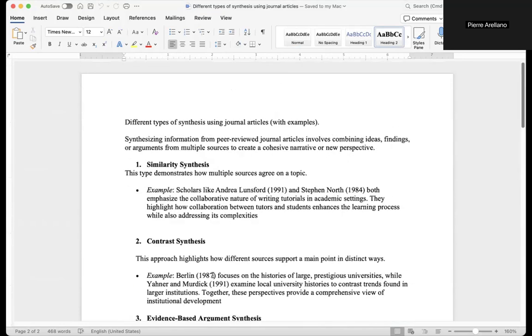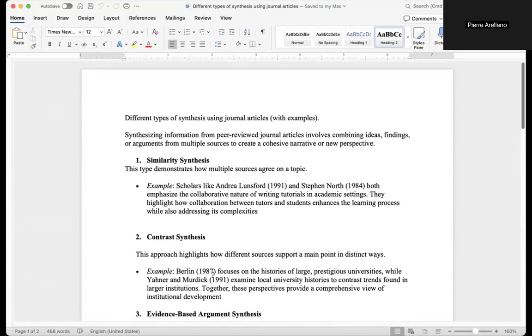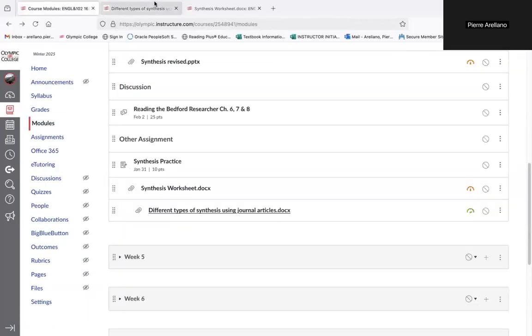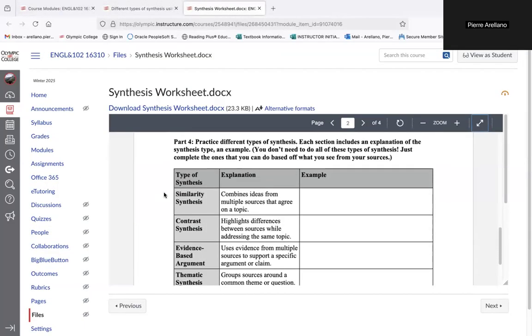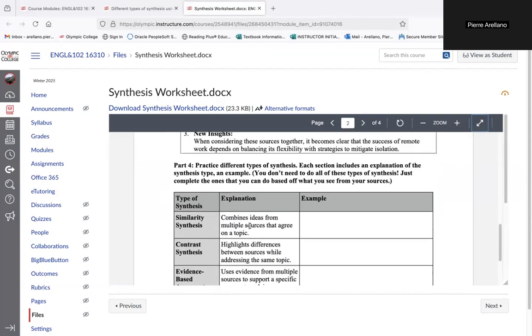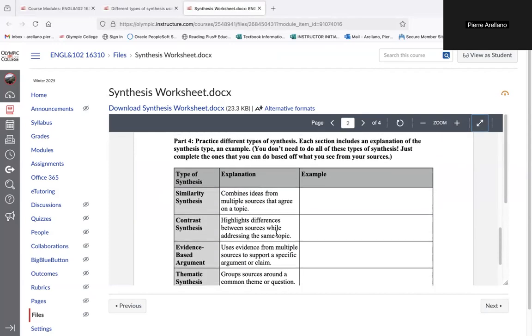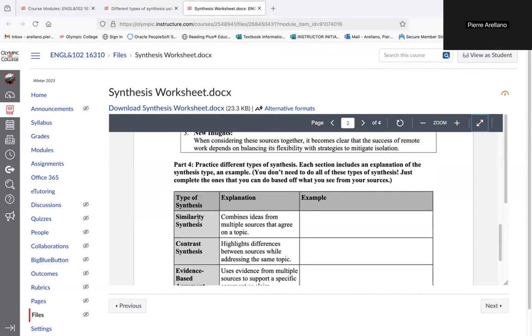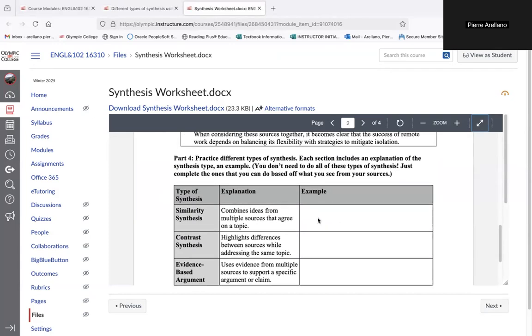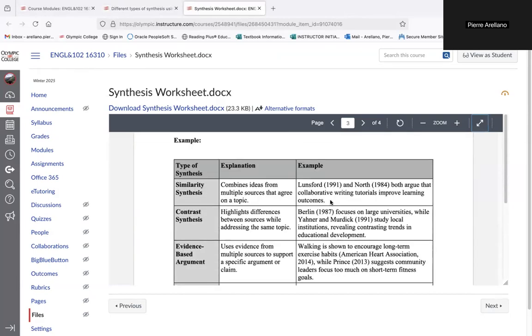But anyways, like I said, this sheet is just there to give you a rundown of each of these, so that it can help you go back to our module and go through some of these. So here, just practice. Did you find a similarity synthesis between two sources? Great. Write an example here of how you would write that draft. And I give you an example for each of these as well.